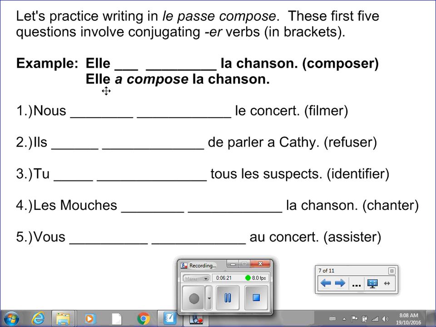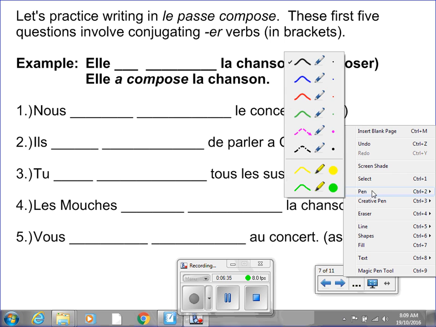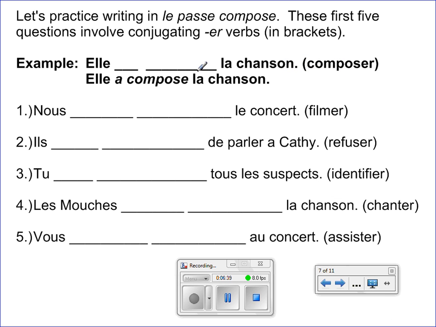So we start off with Elle. Looking back on our avoir chart, the correct conjugation is a. And because I'm using an English keyboard, I just need to go back and add my accent. I conjugate composé.